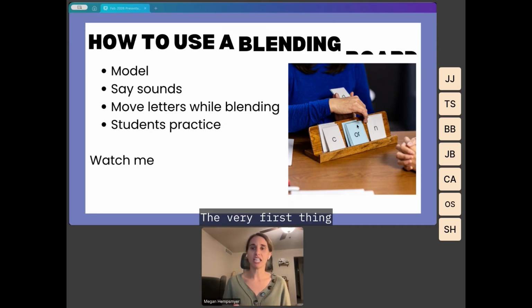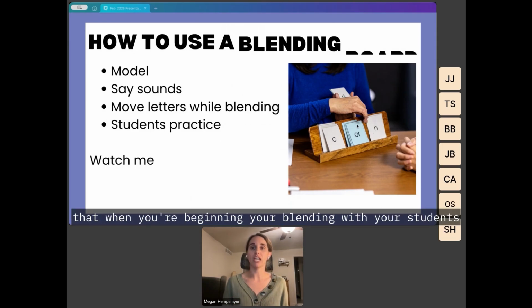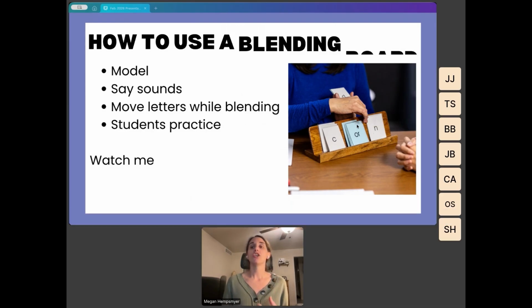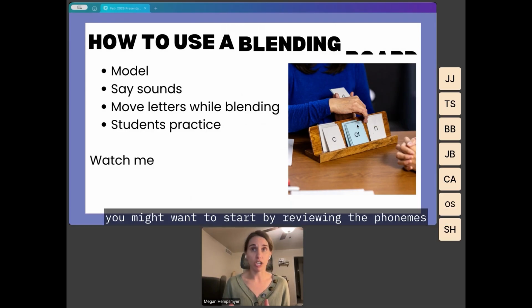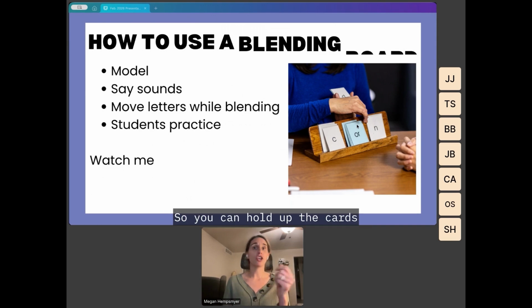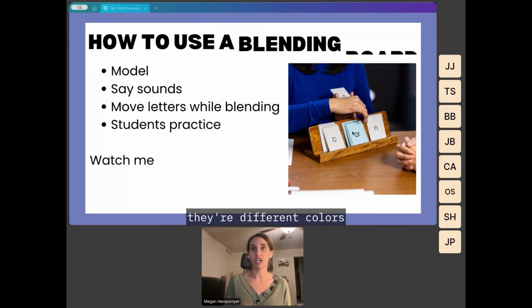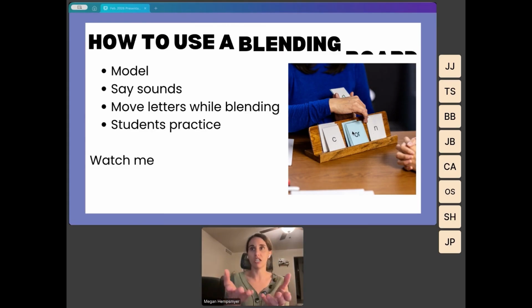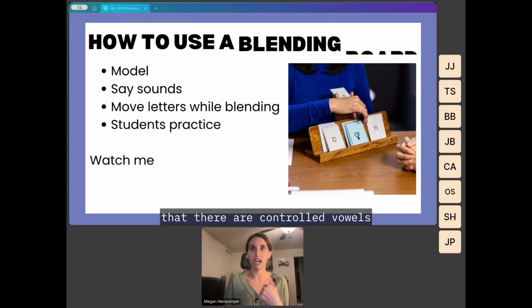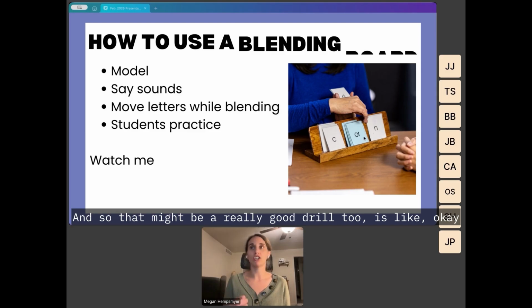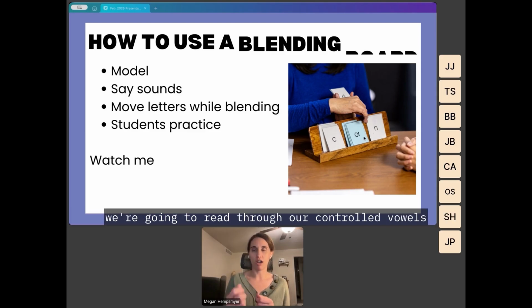the very first thing that I suggest doing is that when you're beginning your blending with your students, you might want to start by reviewing the phonemes that the students will be using. So you can hold up the cards and just do a quick little drill. So you can see right here that this teacher has a C. It looks like these middle cards are different colors. So students know that, okay, those were vowels, vowel teams. In this case, we see that there are controlled vowels. And so that might be a really good drill too, is like, okay, we're going to read through our controlled vowels and we're going to go through the sounds together.